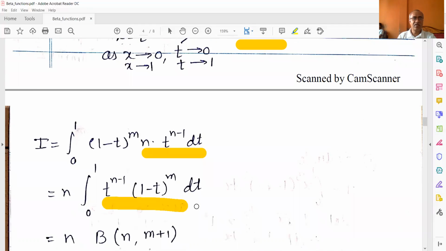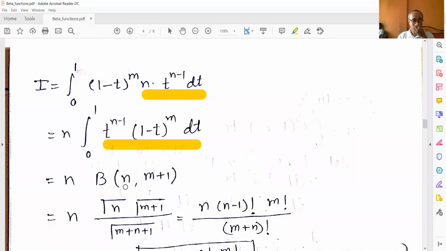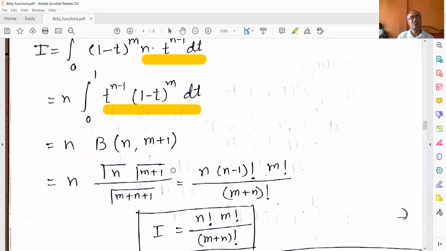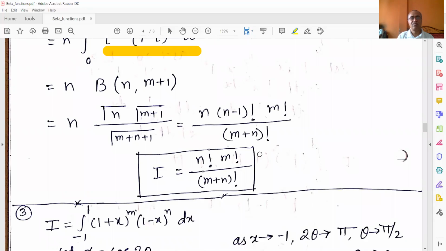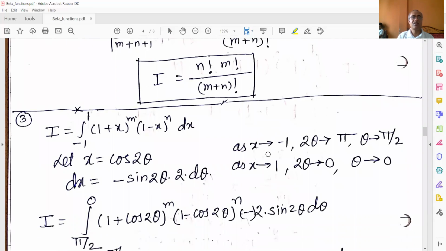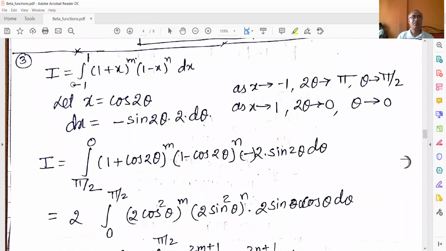Finally it will get converted into the beta function. So it is beta n comma m plus 1. Here I have t raised to n minus 1 and 1 minus t raised to m. So I can substitute those values, and n is a constant that we took out, and here is the final answer. Next, the third question is again very important.